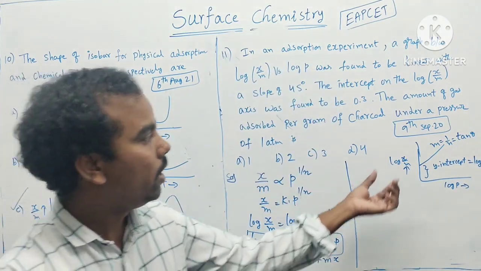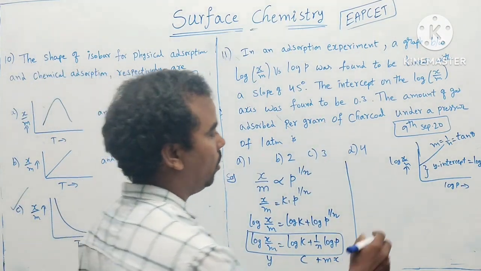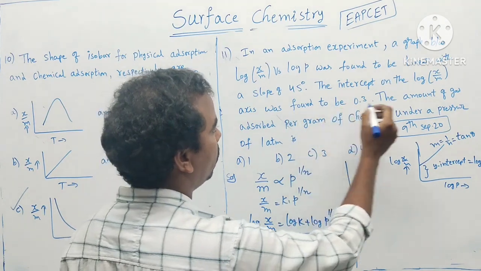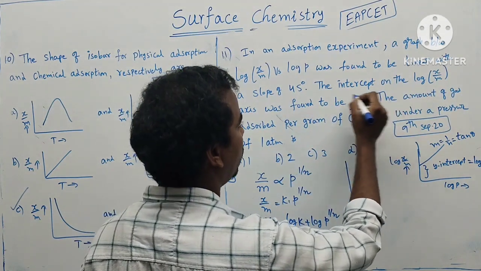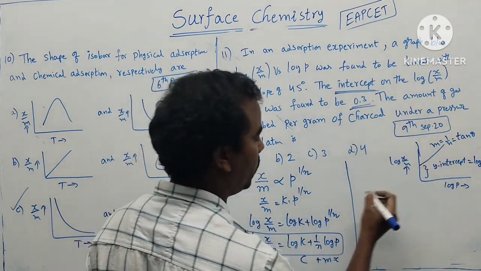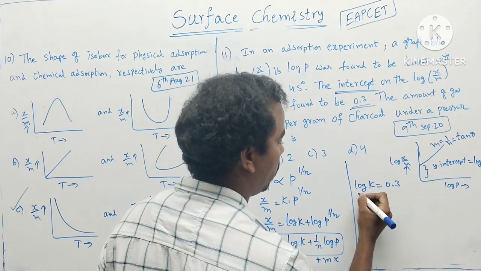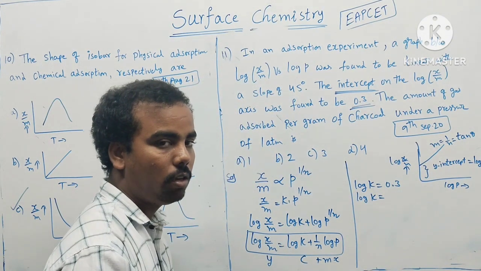So by using this data, we can easily calculate the amount adsorbed per gram of charcoal. According to the given data, the intercept on the log x by m axis was found to be 0.3. So the intercept is 0.3, that means log k is equal to 0.3. Log k is equal to, on which logarithm value?